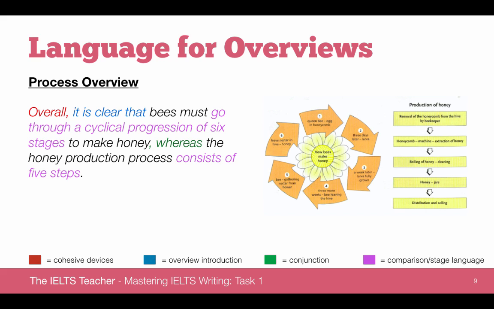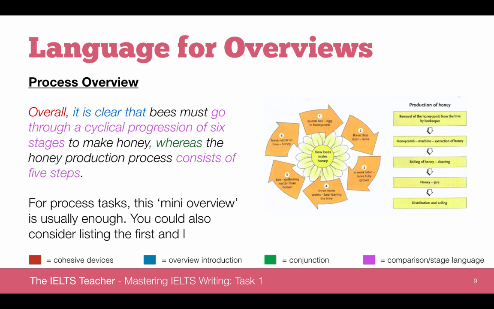Here we're looking at stage language. We are making a comparison though. We're comparing 6 stages with 5 stages. Another option is to consider listing the first and last stages of each of the processes. Another option still, particularly if you're looking at more of a man-made process, is to consider listing or comparing the amount of equipment used, or consider comparing the number of elements or ingredients that go into a particular cake or recipe or something like that. It's a little bit harder with processes, but do just try to make sure you are introducing some comparisons or listing the overall number of stages.